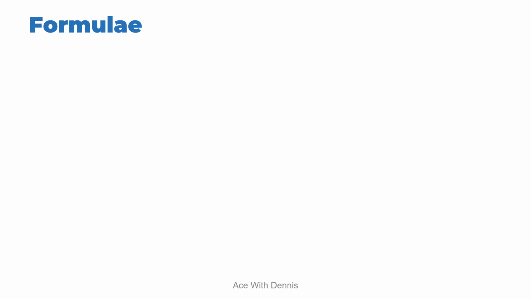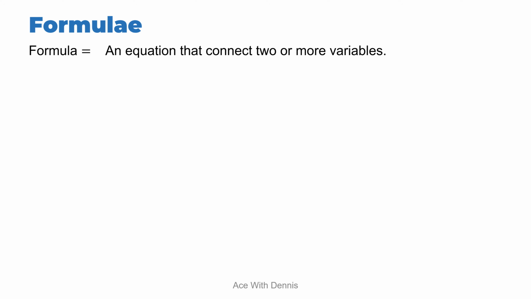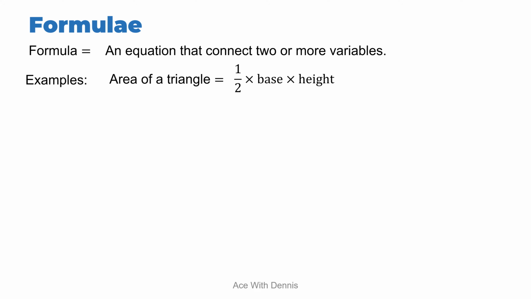Next, formula. What is a formula? A formula is an equation that connects two or more variables. Here are a few examples. The area of a triangle is half times base times height, and we can write it as A equals half bh. This is the formula for the area of a triangle. Another example, speed equals distance over time, hence the formula for the speed will be s equals d over t.